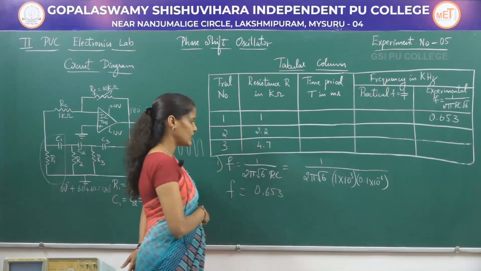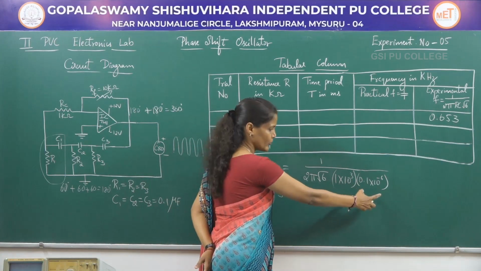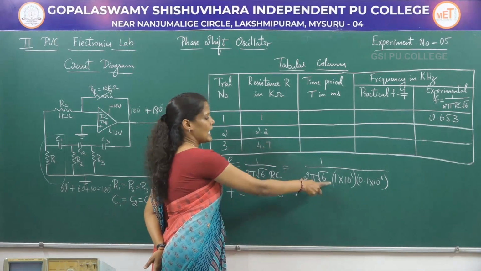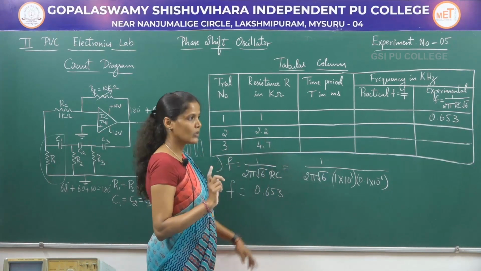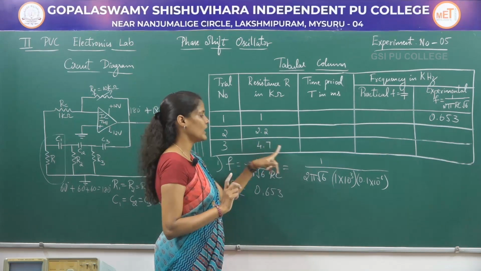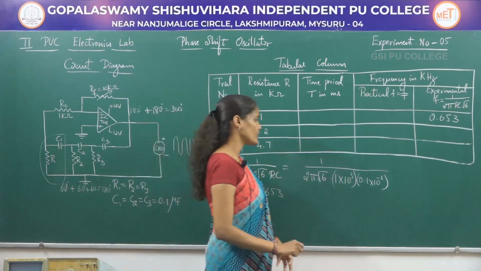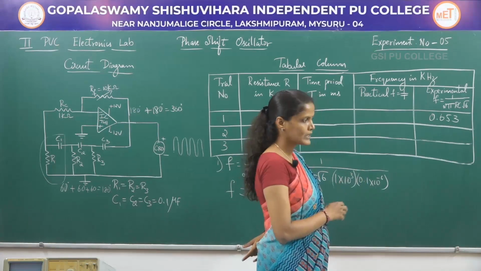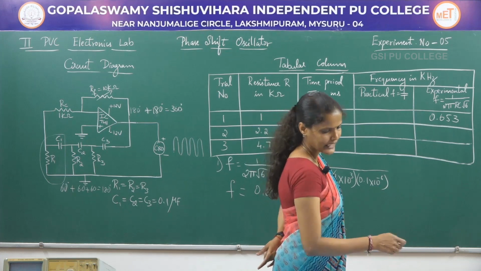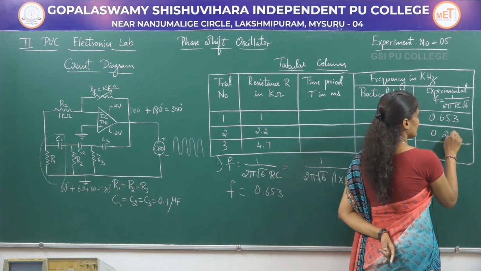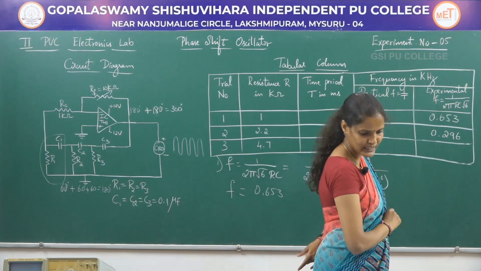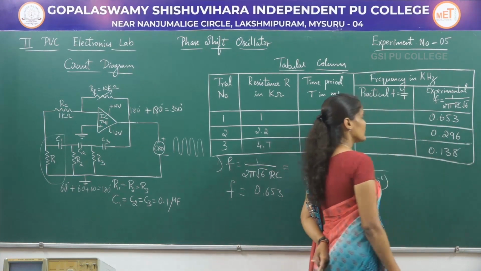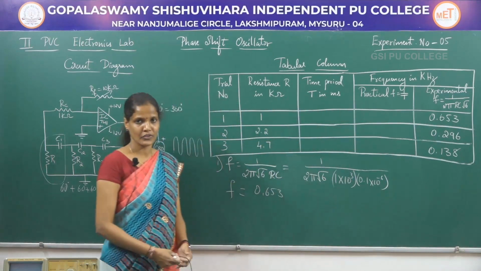For each and every trial, the C value is the same, 0.1 microfarad, but the R value will change. For the second trial, R value will be equal to 2.2 kilo, and for the third trial it will be equal to 4.7 kilo. You have to do the calculation. After doing the calculation, you have to enter those values in the tabular column. So for the second trial, the theoretical frequency is 0.296, and for the third trial, the theoretical frequency value is 0.138 kilohertz.